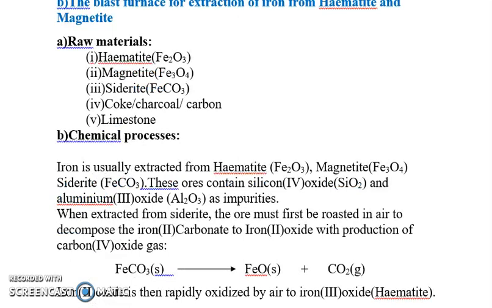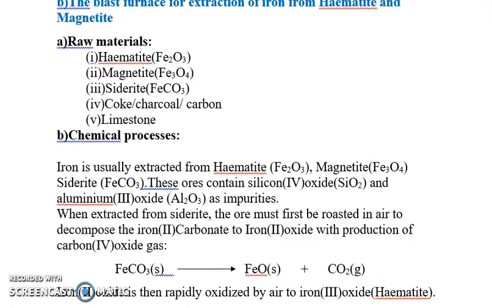In the blast furnace, the raw materials used are either hematite, magnetite, or siderite, coke, which is mainly carbon, and limestone, which is calcium carbonate. Iron is usually extracted from the main ores, which we've already mentioned being hematite, magnetite, or siderite. These ores contain silicon(IV) oxide and aluminium(III) oxide as impurities.